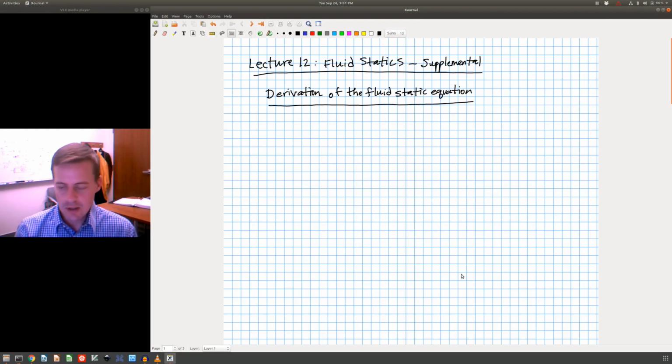Okay, class. Today I'm going to do a supplemental lecture from Lecture 12 on fluid statics. This is a detailed derivation of the fluid static equation. I went over the basics of this equation in class, but here I'm going to present the full algebra in case you would like. You don't necessarily need this if you can follow it in the book or if you can piece together the basics from what I said.